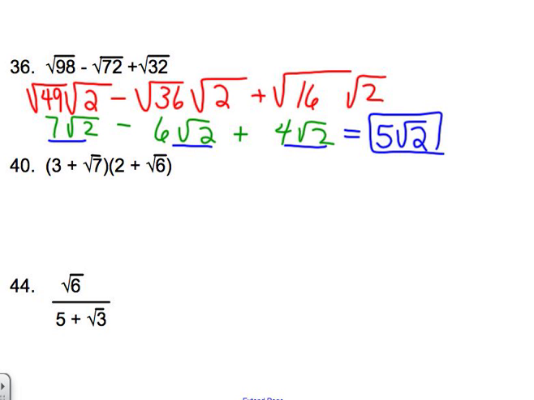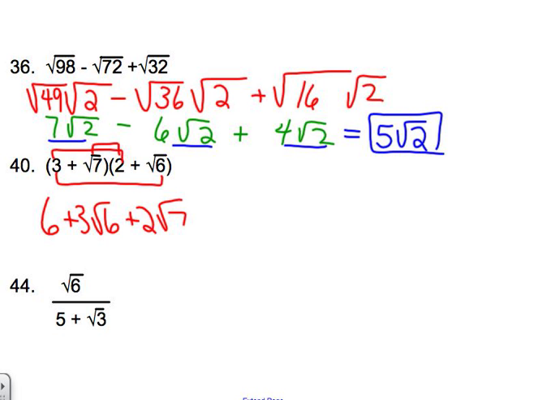Number 40 is a binomial times a binomial, so we have to FOIL. 3 times 2 gives us 6 for the F of FOIL. 3 times the square root of 6 gives us 3 times the square root of 6 for the outer of FOIL. The inside of FOIL, square root of 7 times 2 is 2 times the square root of 7. The L of FOIL is square root of 7 times the square root of 6, which is the square root of 42.